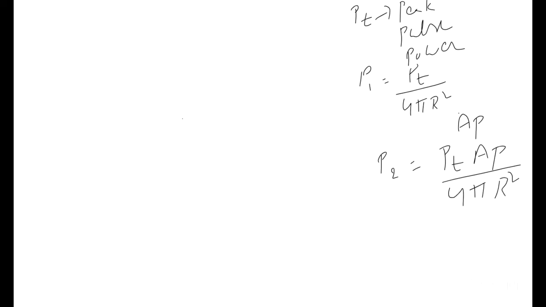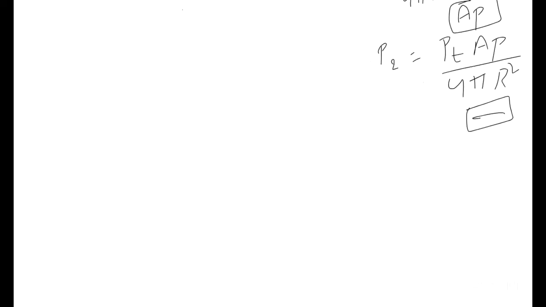With what do you have to multiply? Multiply with the cross section area. After multiplying with the cross section area, I will get P3. What is P3? Peak pulse power PT times gain AP rho by 4 pi r square. So whatever P1, P2, P3 we calculated, these three are for whom? These three are for the transmitter.